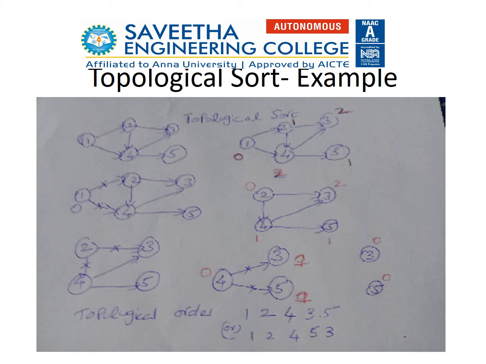After that I remove the edges 4 to 3 and 4 to 5. Finally I have 3 and 5 with in degree 0. So I can take either 3 then 5, or 5 then 3. Our topological order for the given graph is 1, 2, 4, 3, 5 or 1, 2, 4, 5, 3. So I can have 2 topological orderings for the given graph.